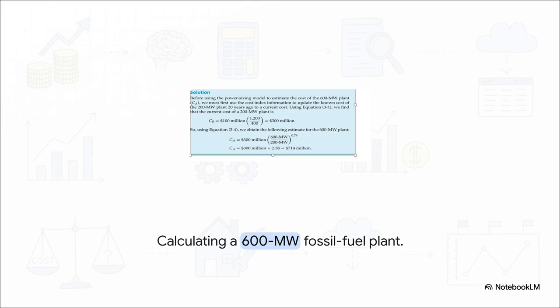An aircraft manufacturer knows a smaller 200-megawatt plant cost $100 million 20 years ago. Well, they want a massive 600-megawatt plant today. First, they update that old price tag using the cost index, which brings the modern baseline up to $300 million. Then, they apply the power sizing model to account for the huge increase in scale. The math yields an astounding yet incredibly grounded estimate: $714 million.